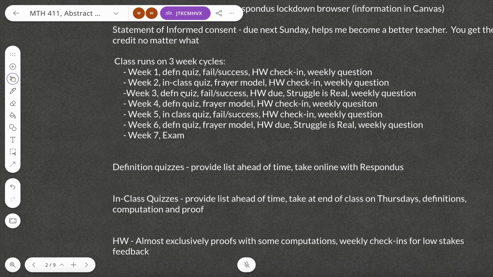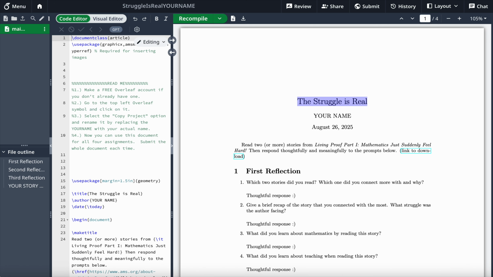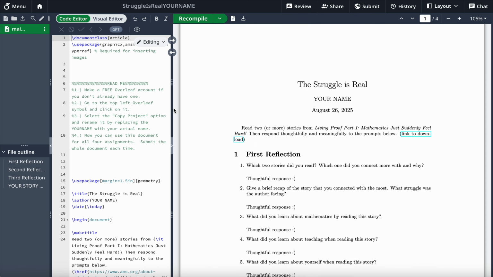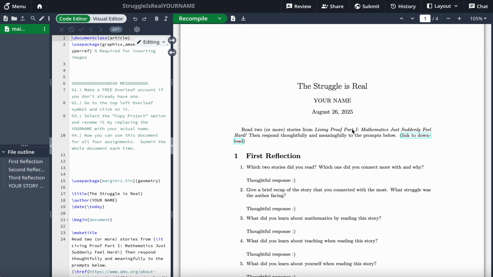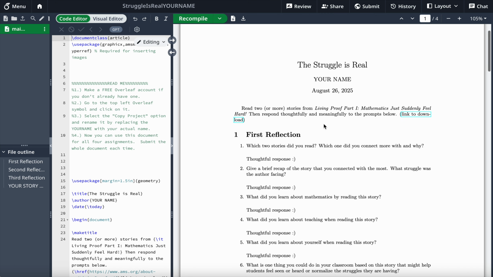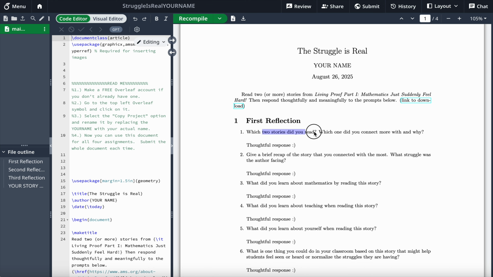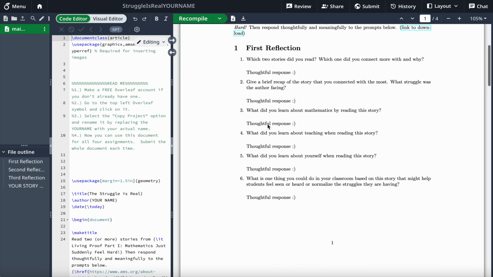Week 3, we go back to definition quiz, fail success. The homework is due, and then there's a struggle is real assignment. Struggle is real is essentially, again, here's the Overleaf template. There's this book called Living Proof. It's written by professional mathematicians. You can download it here if you're on campus. It'll automatically download. If you're not on campus, it won't. But anyway, you read 2 of the stories and then do some reflective questions about it.